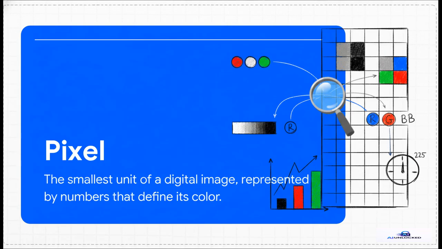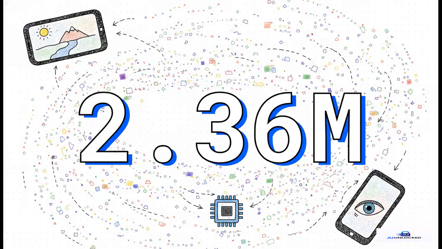Now, for a simple black and white or grayscale image, each pixel is just one number, maybe 0 for pure black and 255 for pure white. But for a color image, each pixel actually gets 3 numbers, one for red, one for green, and one for blue. So a bright red pixel might be something like 255, 0, 0. Now here's where it gets kinda crazy. A single, pretty standard photo from your phone can easily have over 2.3 million of these individual color values that the computer has to somehow understand.